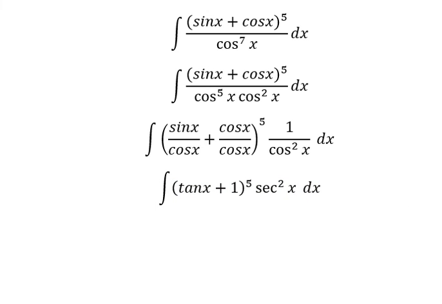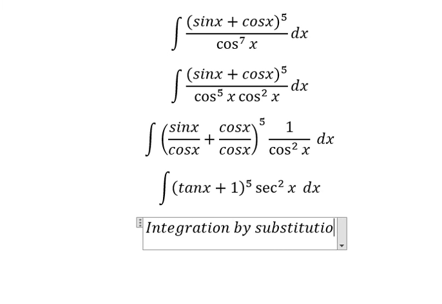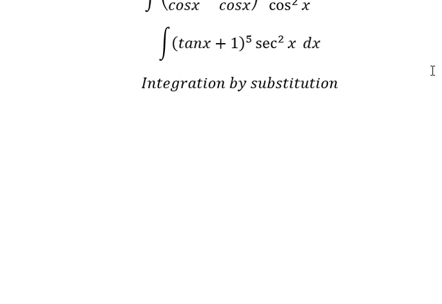Next, we can use integration by substitution. So I will put u equals tan x plus number 1. Later that we need to do the first derivative for both sides.